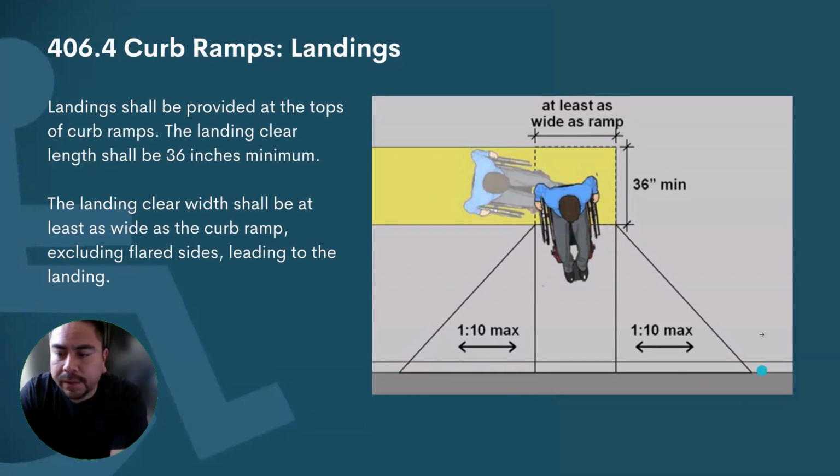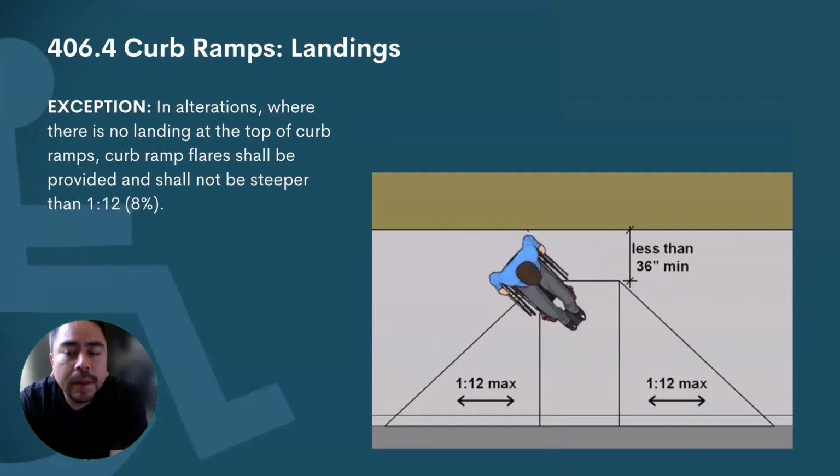So it's not 8 feet wide, typically 36. In some cases, it's 4 feet. So that's the exception to the flared slope in alterations where there is no landing at the top of curb ramps. Curb ramp flares shall be provided and shall not be steeper than 1 in 12, which is 8%.